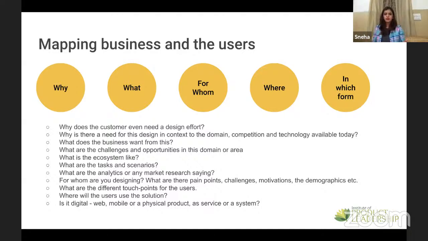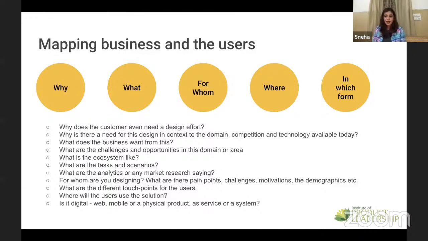I've got a bunch of questions listed down here. If you want to take a screenshot, go for it. But these questions are always going to be your starting point to, one, help the customer start thinking, because that's where the customer is going to be wondering, what do I answer this with? So the first question that I put in here is, why does the customer even need this design effort?